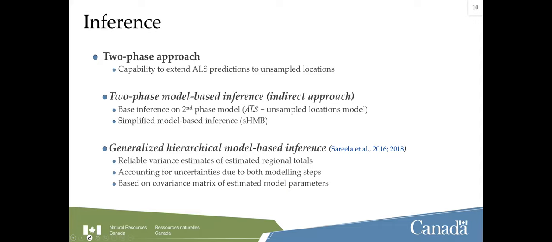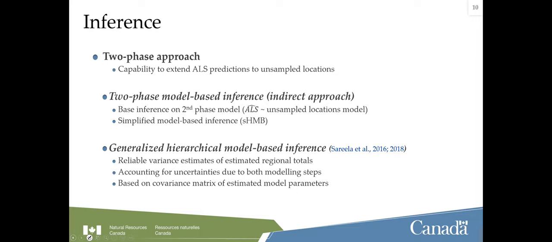Once we've predicted a value for each of our 20 meter cells across the whole landscape by extending these LiDAR predictions, we can infer a population estimate, so a mean value for our land base or our management area. But the problem with this approach is that it ignores any model error that would have been propagated up from the first phase model, the LiDAR models. And if the uncertainty at one stage of a two-phased modeling approach is ignored, then the overall uncertainty of the model is really unknown. The variance associated with your final estimate is likely to be significantly underestimated.